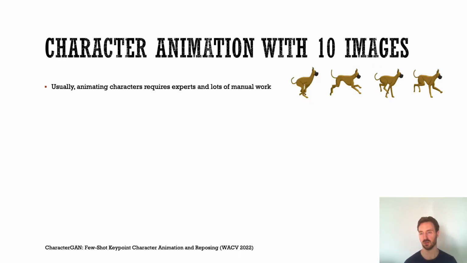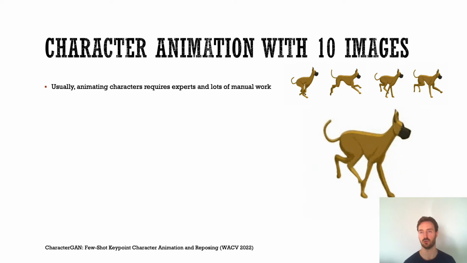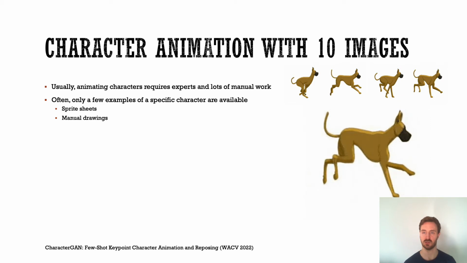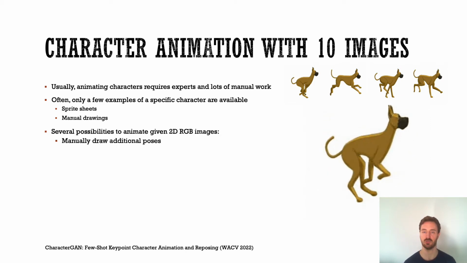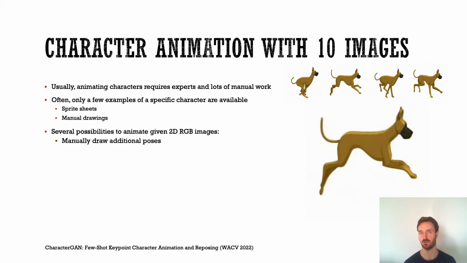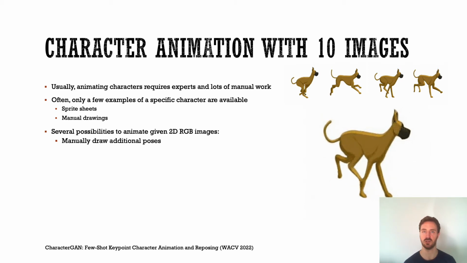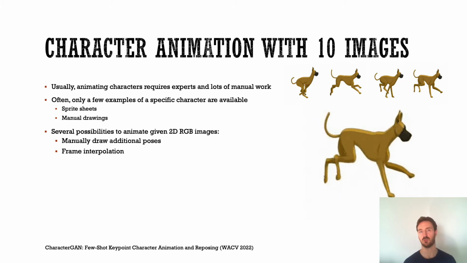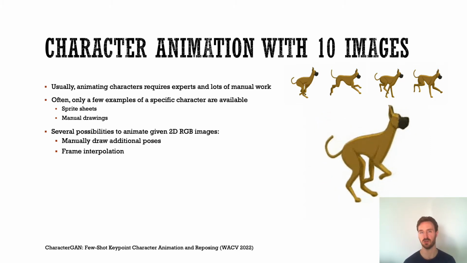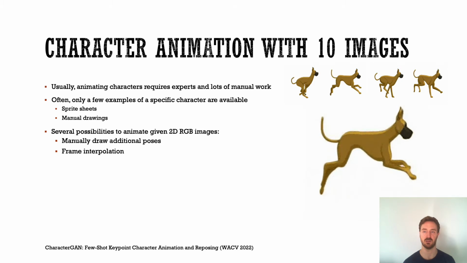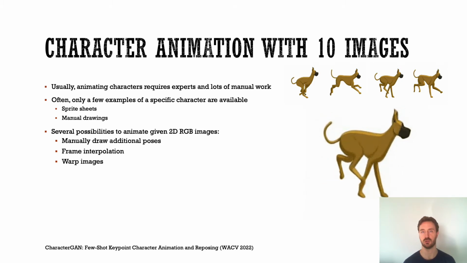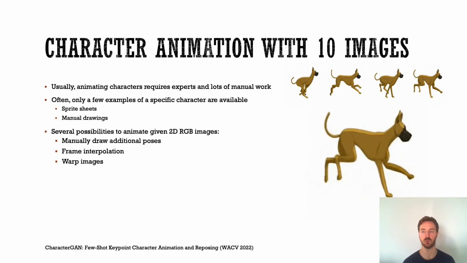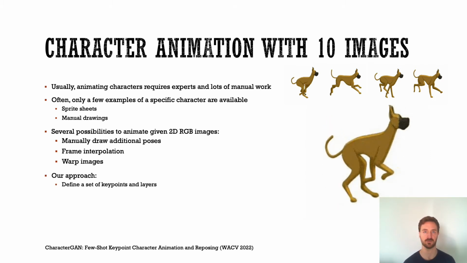So usually animating a character is a lot of work. Assume you're given a couple of images like these, which you may get from online sources. To go from these images to an animation, traditionally you have a couple of options. You can either draw the additional intermediate frames, which is a lot of work and requires some skill. You can do some traditional video frame interpolation, but for this you will usually need more frames than we currently have available. Or you can just use traditional approaches to warp the image in 2D, but this will have problems with modeling occlusions or body parts moving in front of each other.